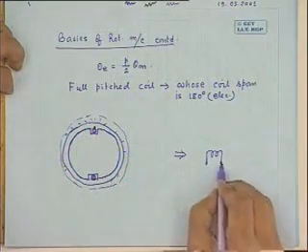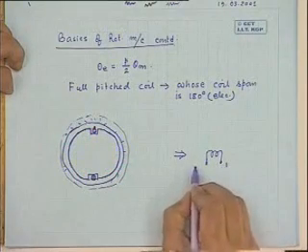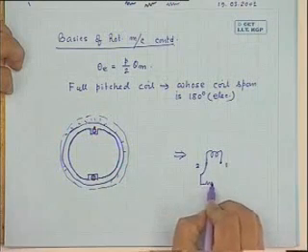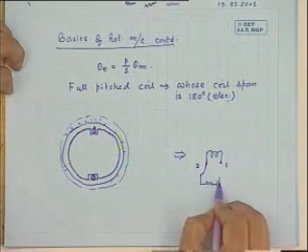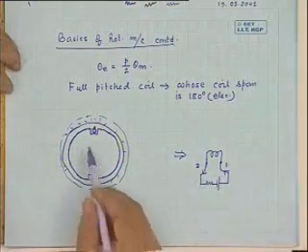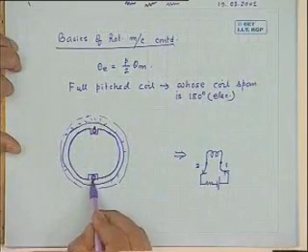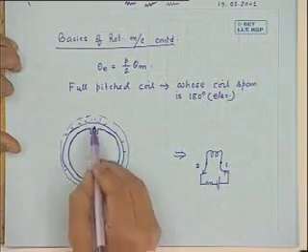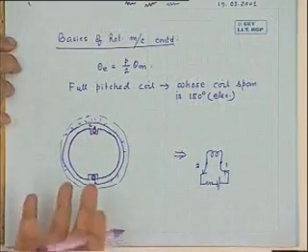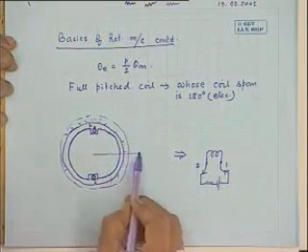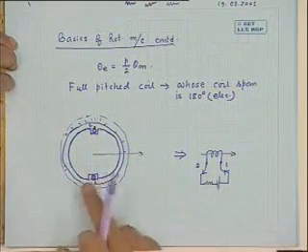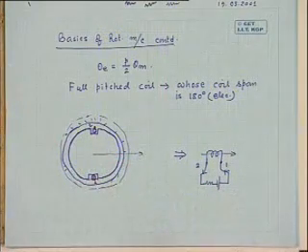Suppose this terminal of the coil we call 1 and this is 2. By giving supply, say from a battery, I can make the coil carry current in this direction. This is coil side 1, this is coil side 2. So it will carry current in this direction, and the field produced will be along this line. So this is the symbolic representation of the coil.